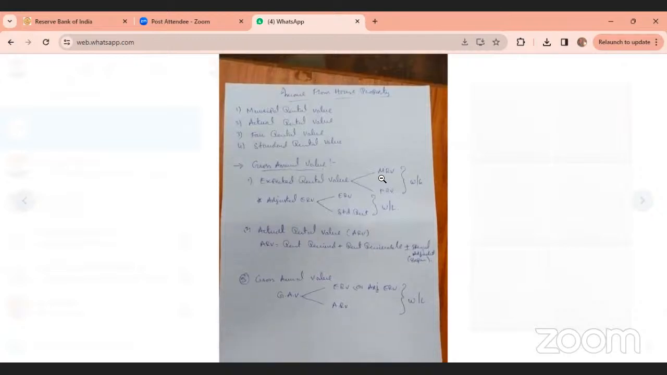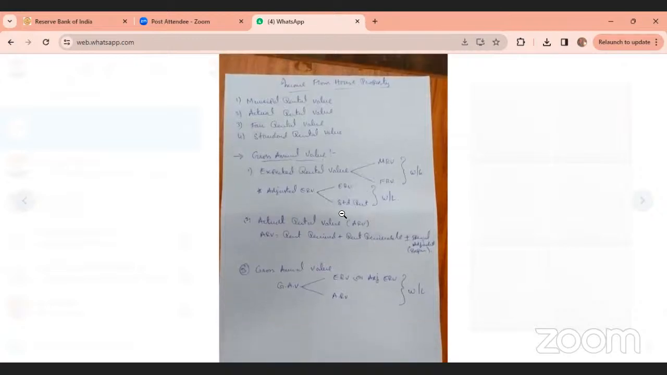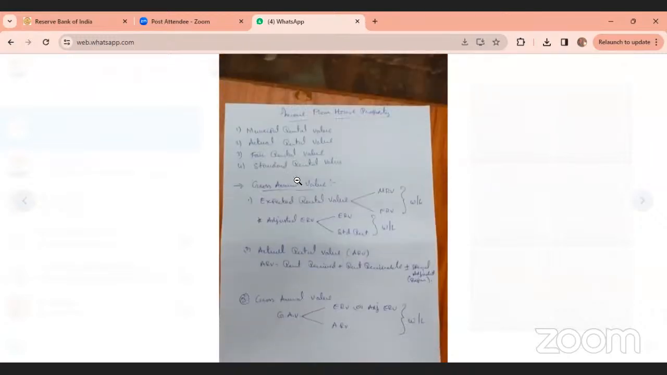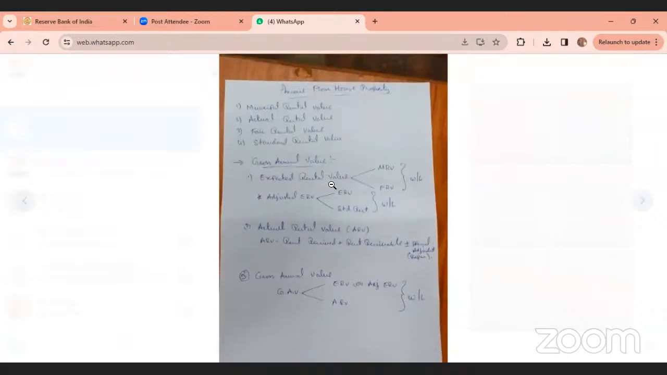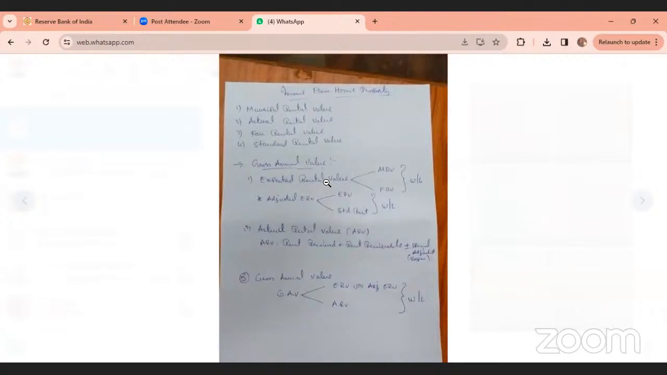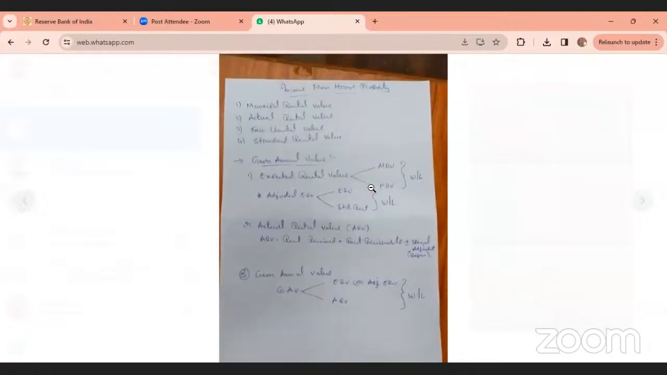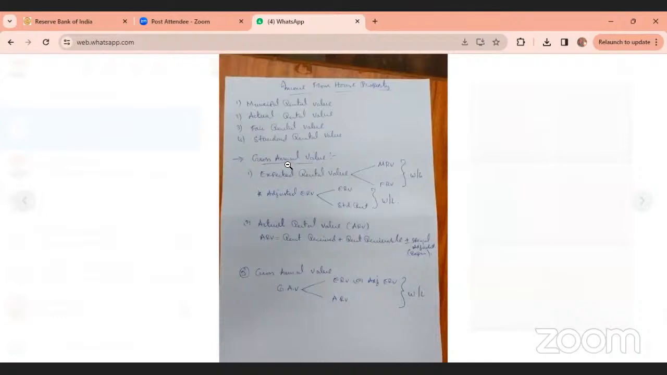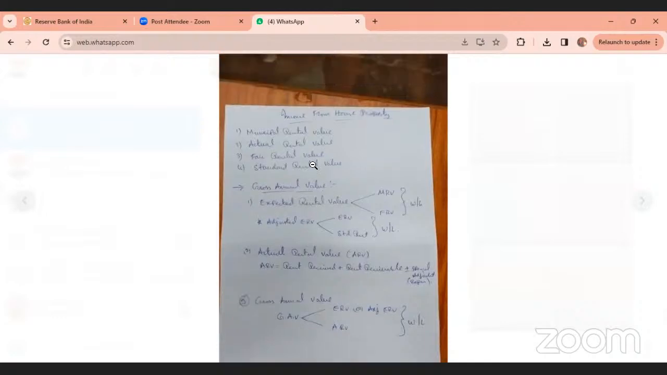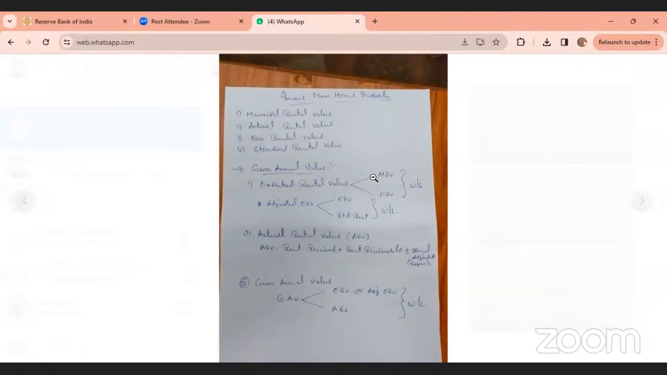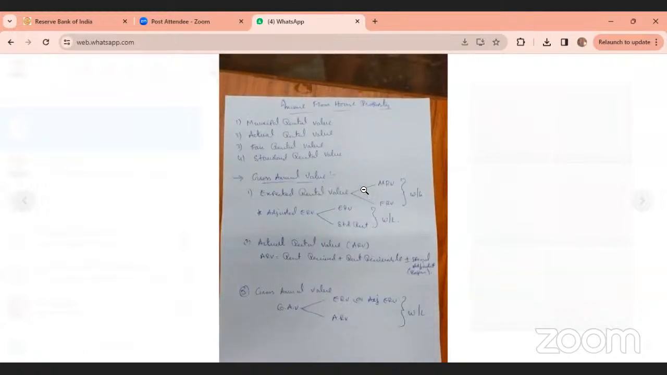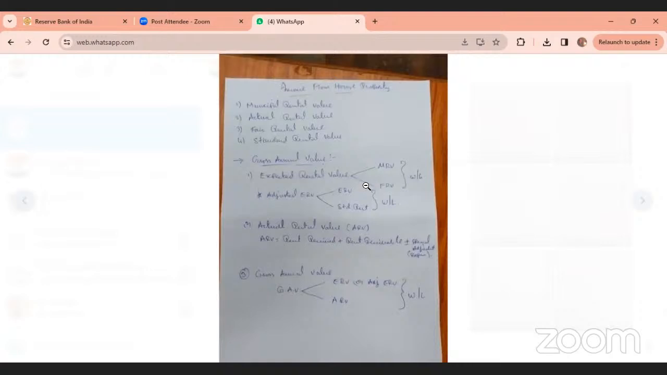This is the shortcut here. MRV, FRV, standard rent. Okay. So first we have to find out expected rental value. How to calculate expected rental value? Here MRV means what? Municipal rental value. FRV means what? Fair rental value. For example, in question, MRV, that means municipal rental value is 1 lakh and fair rental value is 80,000.